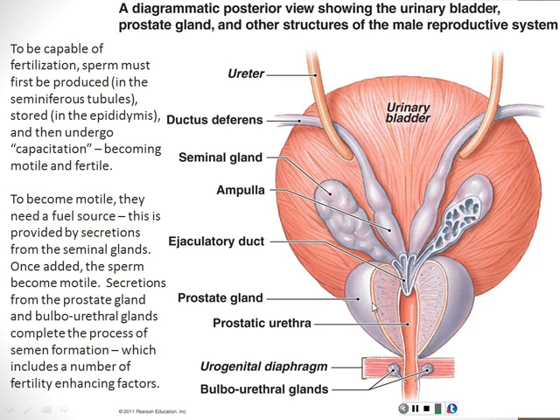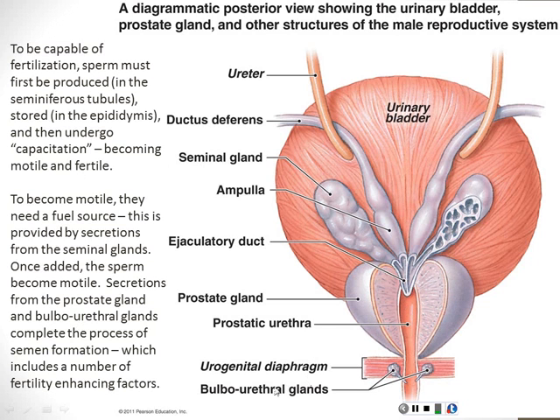And then the prostate gland, which is right here, also contributes a secretion, and its secretion is very alkaline. The environment of the vagina is very acidic. So in order for the sperm to be fertile and motile, that pH has to be raised. And that's what the secretion of the prostate gland does. So that too helps increase fertility.